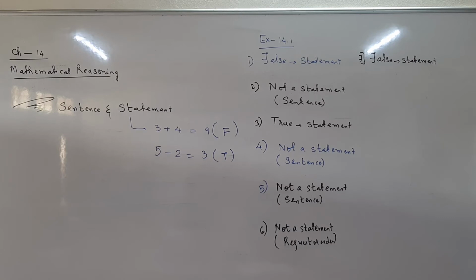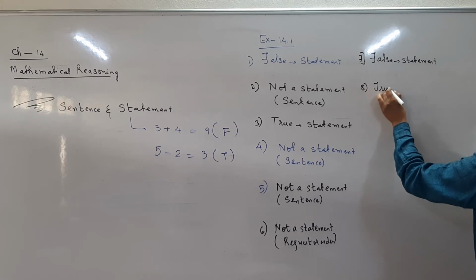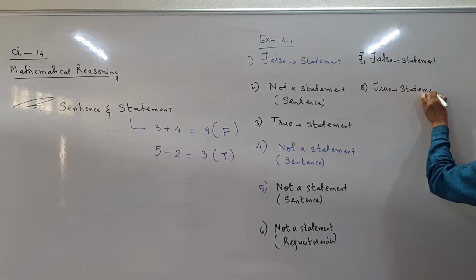The sum of all interior angles of a triangle is 180. Yes, correct. Universally true. The sum of interior angles of a triangle is always 180, which is universally true. So this is a statement.